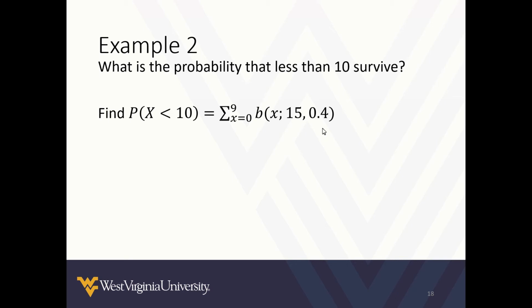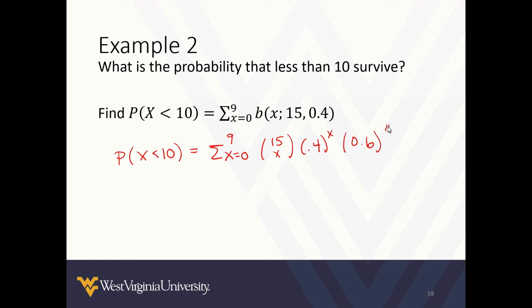Now, there are two ways we can do this. One way is to do it directly. That is to do the summation of x equals 0 to 9, 15 choose x multiplied by 0.4 to the x, 0.6 to the 15 minus x. And if we did that, that would be 0.9662.